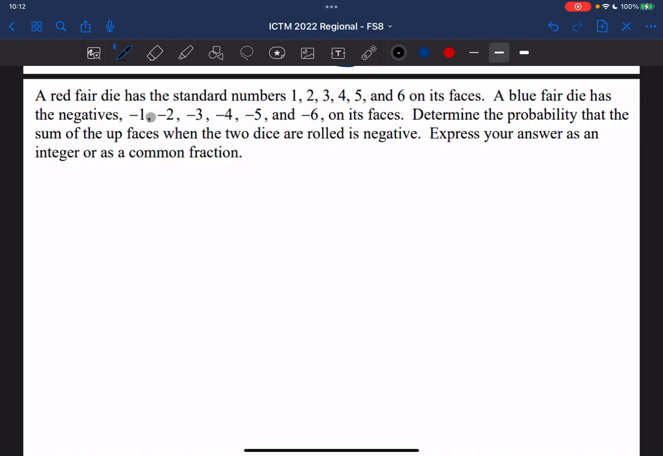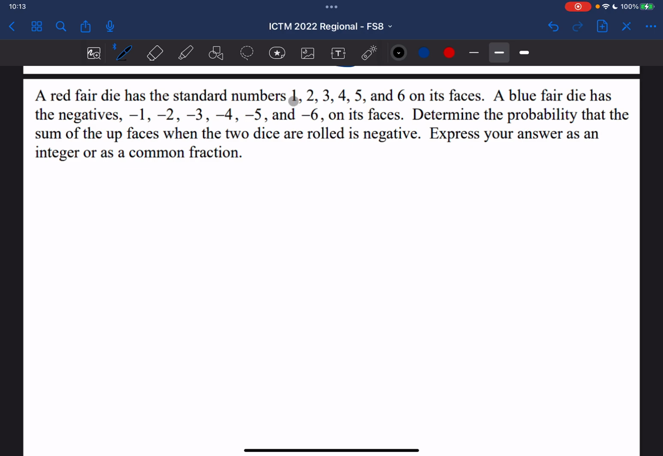A red die has the standard numbers 1 through 6 on its faces. A blue die has the negatives, -1 through -6 on its faces. Determine the probability that the sum of the up faces when the two dice are rolled is a negative.